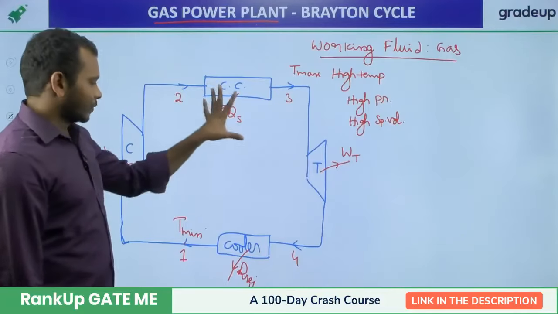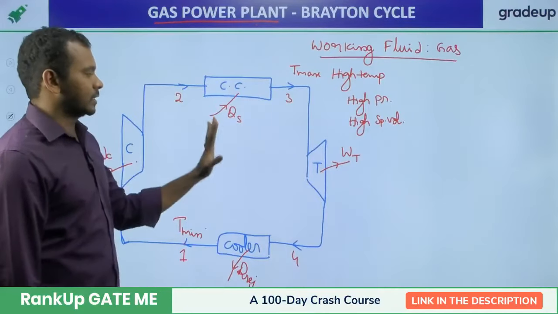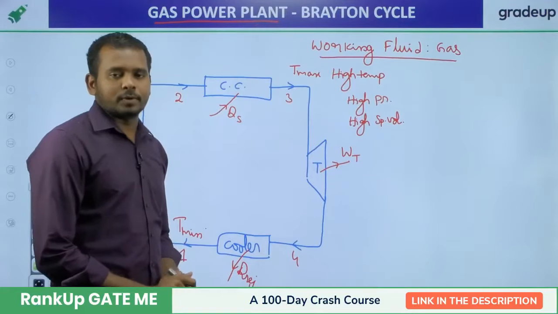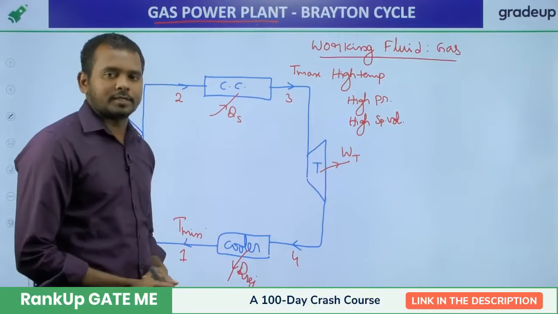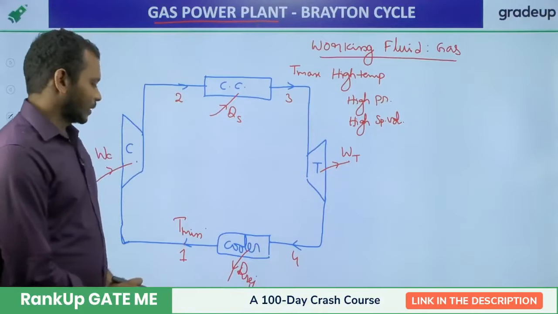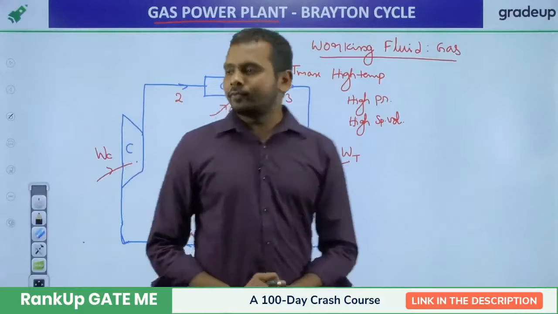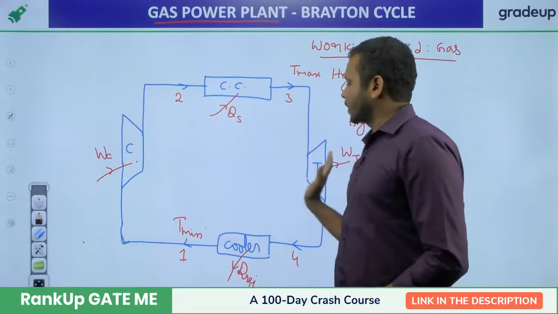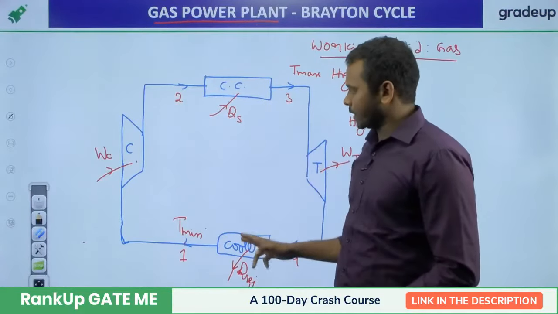So we see that 4 components, 4 energy transfers and 4 processes. Now let us draw all these 4 processes on TS coordinates or pressure volume coordinates in order to analyze the cycle. Right? So again I am repeating here. We have 4 components and 4 processes. So we can see there are 2 work transfers and there are 2 heat transfers.